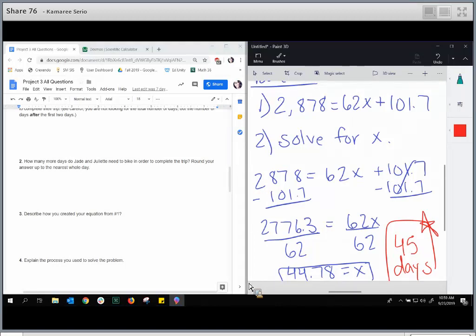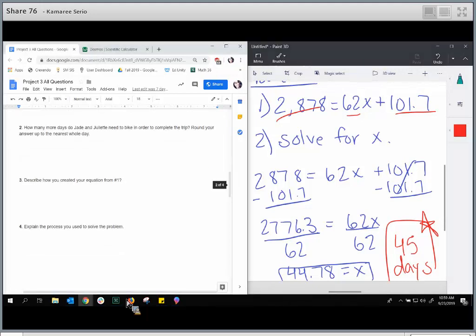So 3 says describe how you created your equation from number 1. That's going back to what I had before I erased this, where we identified the total, our rate, and our constant. So that's a good answer for 3, identifying the total, rate, and constant. And then 4, explain the process you use to solve the problem. So all these steps that we show right here, that is what you could type out here.